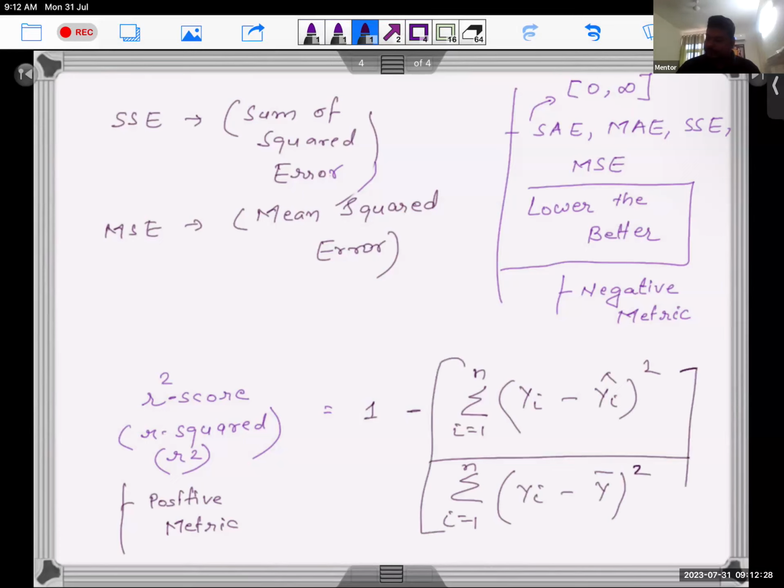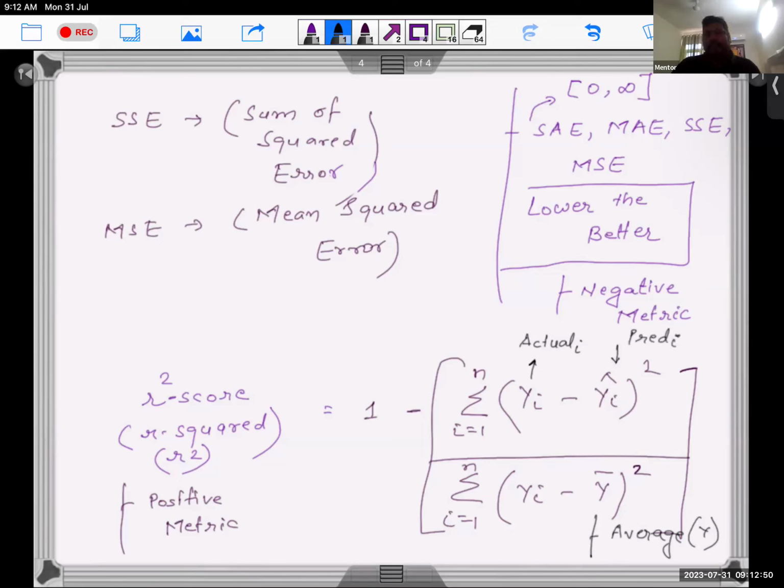This is the formula that you have. So this y bar is the actual average, the average of y values, the average of the actual values. yi denotes actual values and yi hat denotes predicted value.